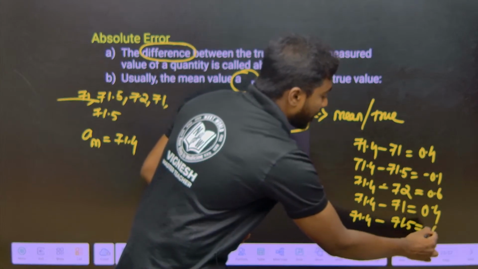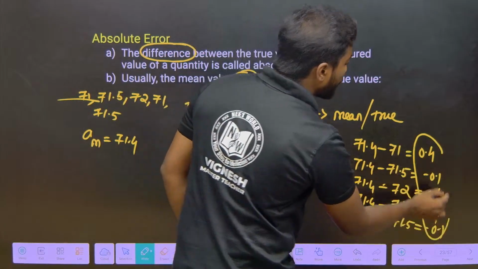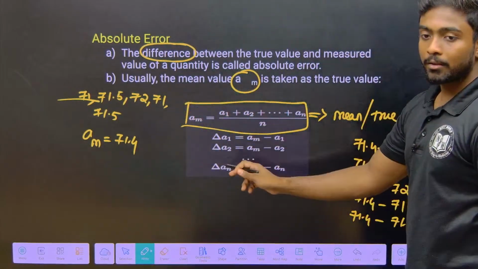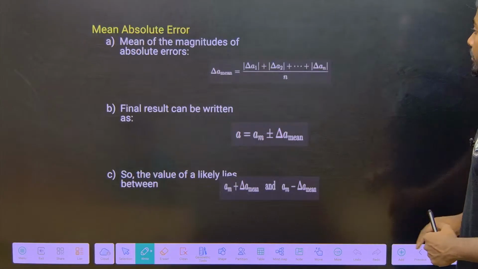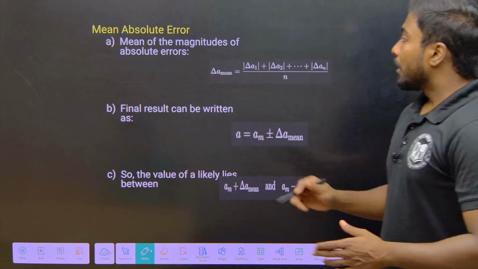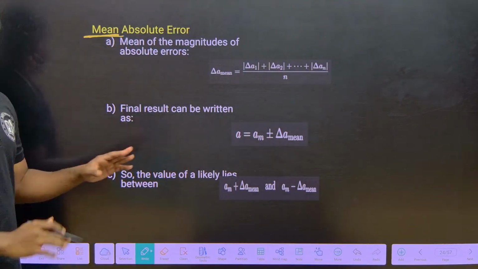How much? Minus 0.1. So these are the absolute error made by the object or measurement. Okay. Now mean absolute. We have seen the absolute error. What is the meaning of mean again? Adding everything and dividing by the total number.